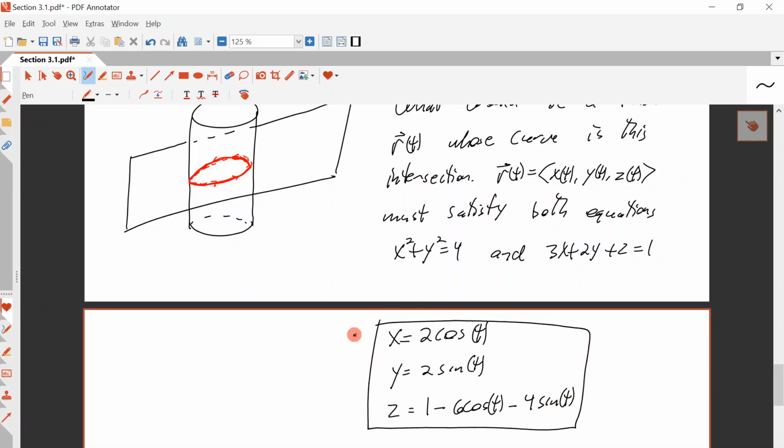So x, y, and z defined by these functions of t, 2 cosine t, 2 sine t, and 1 minus 6 cosine t minus 4 sine t, satisfy both equations, and therefore r of t is the curve of intersection of those two surfaces, the plane and the cylinder. Right? Okay. So that's all for this section. It's a pretty short one. The lecture for section 3.2 is going to have more material in it, of course.